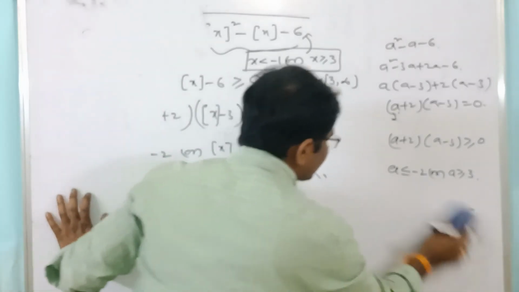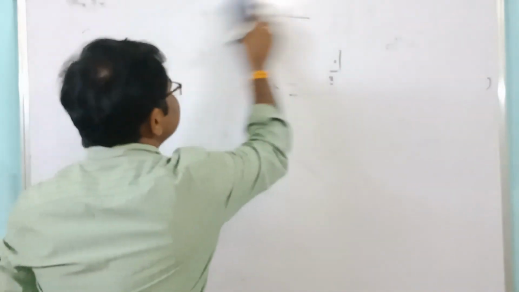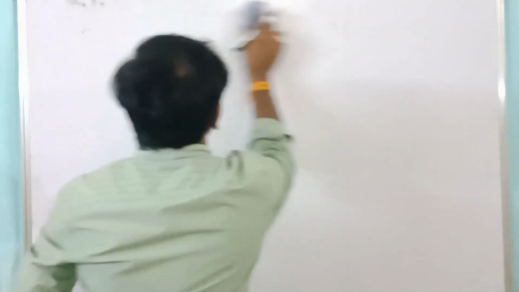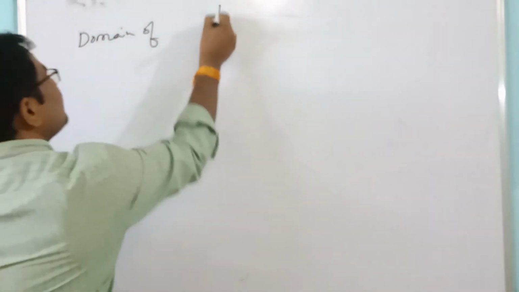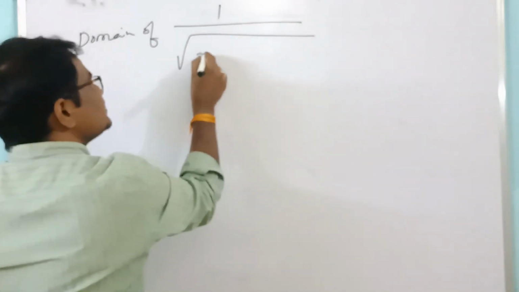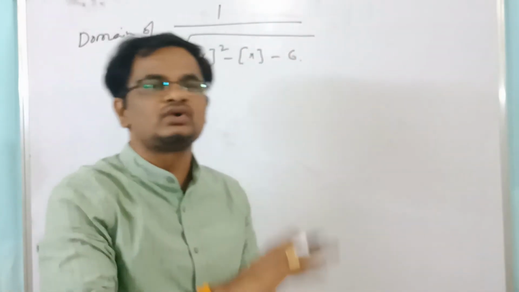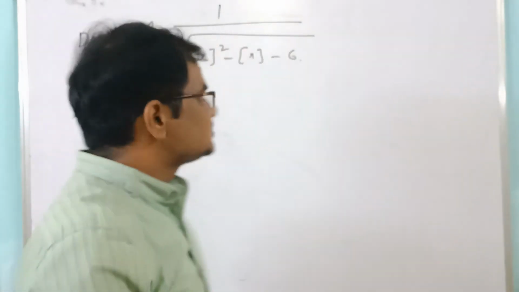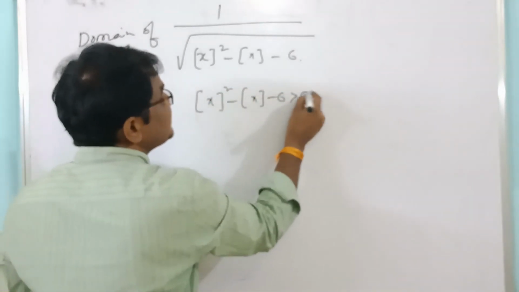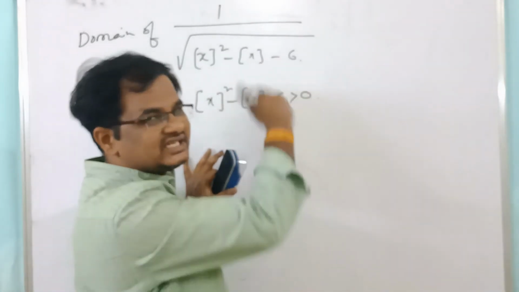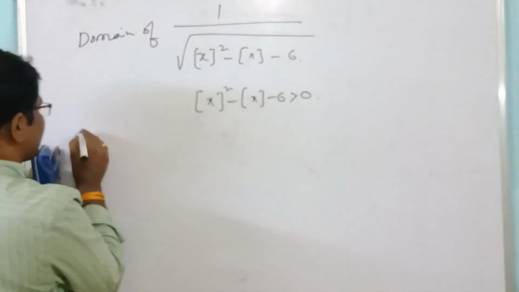And take one more problem. Suppose they give it like this. Same problem like this they give. Domain of 1 by root of step x square minus step x minus 6. The previous one is root only. This is 1 by root. So here also the same: step x square minus step x minus 6 strictly greater than 0. In the previous one it was greater than or equal to 0 because it is in the numerator, but here it is in the denominator, so equal to is not possible.